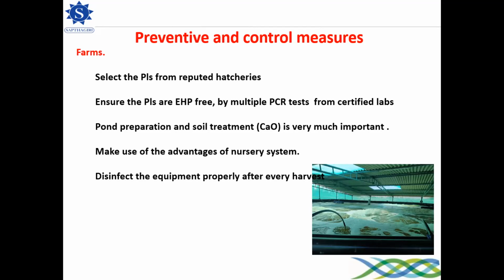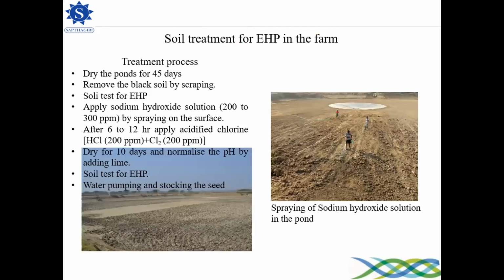This is one of the experiments. Before, in a farm, the soil treatment was done with sodium hydroxide at 200 to 300 ppm. It's like a spraying. The sodium hydroxide solution at a concentration of 200 to 300 ppm is made, and it is sprayed all over the surface. After 6 to 12 hours, acidified chlorine, that's 200 ppm hydrochloric acid and 200 ppm chlorine, is mixed together and spread over to bring the pH down to the normal level.